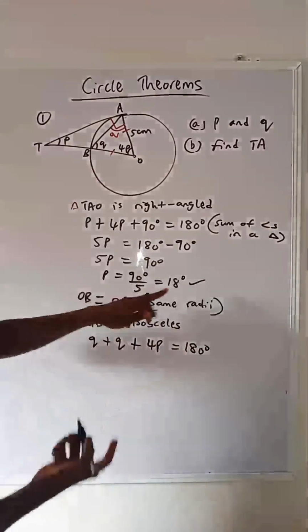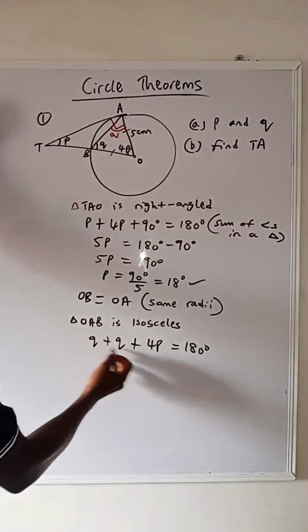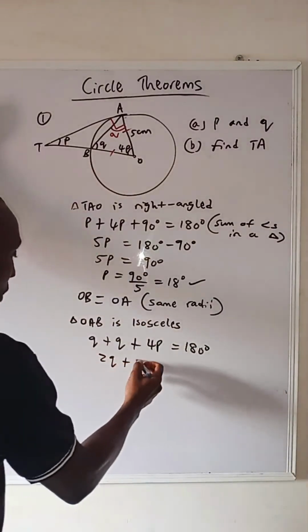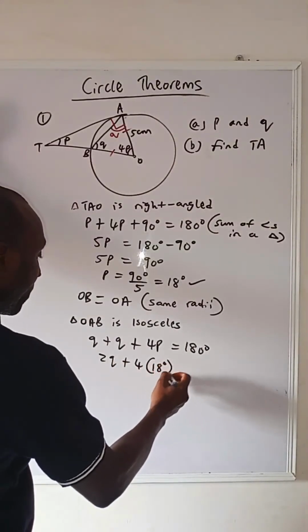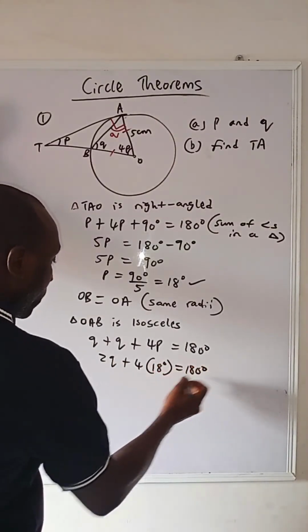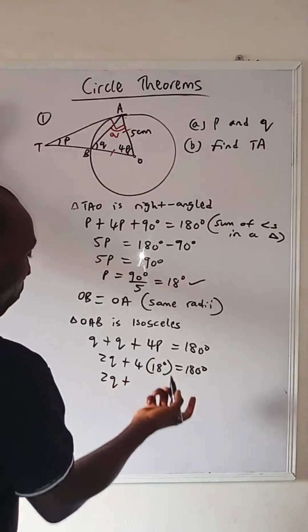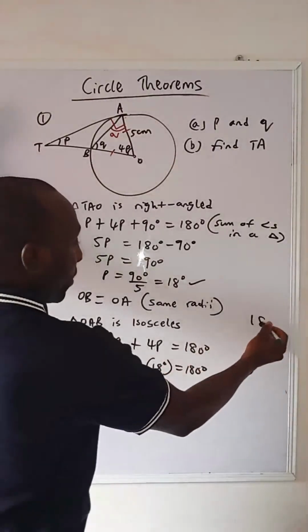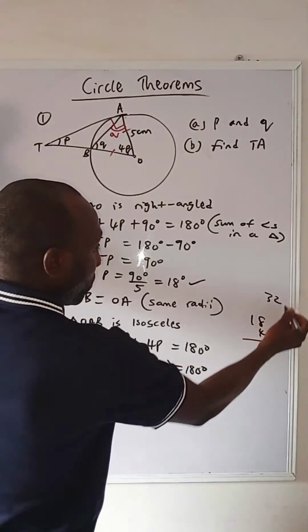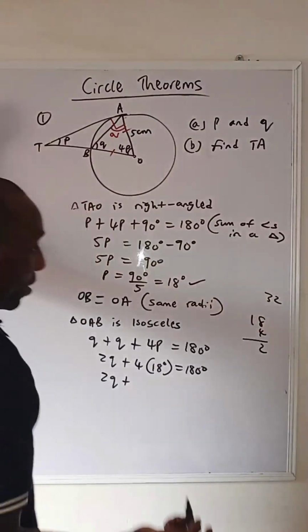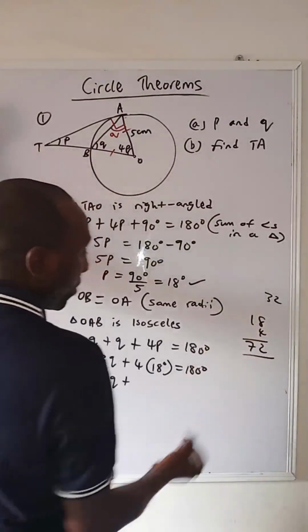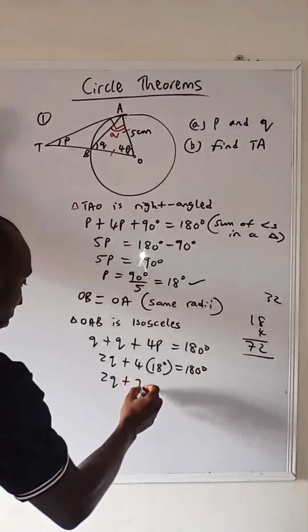4P, the third angle in the triangle, plus 4P, all will add up to 180 degrees. We already know what P is. P is 18. So Q plus Q is 2Q plus 4P. That's 4 times 18 degrees. What's 4 times 18? That should be easy, right? 4 times 8 is 32. 4 times 1 is 4 plus 3 is 7. So that's 72 degrees.